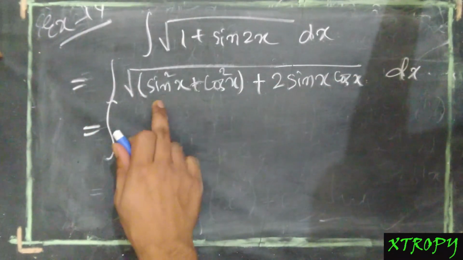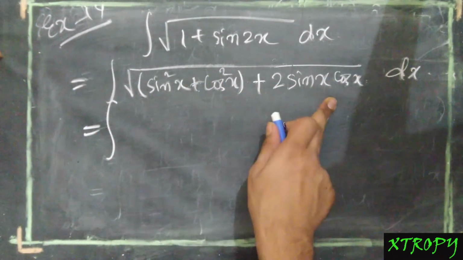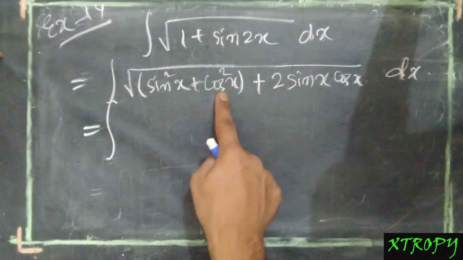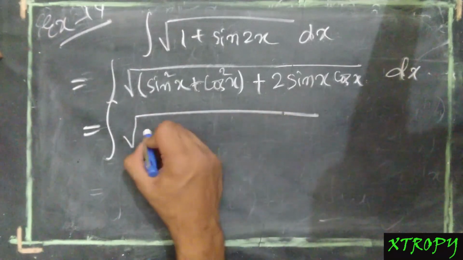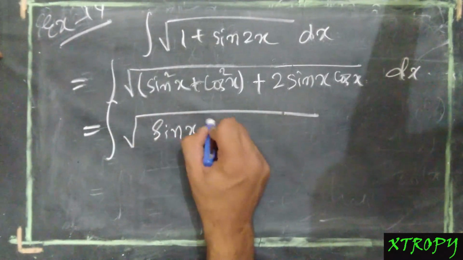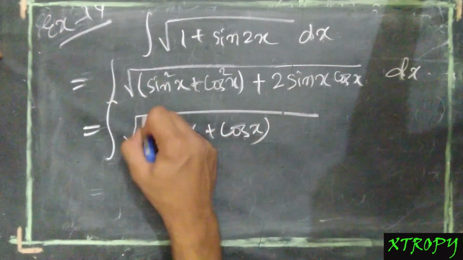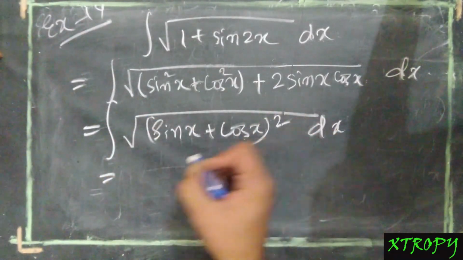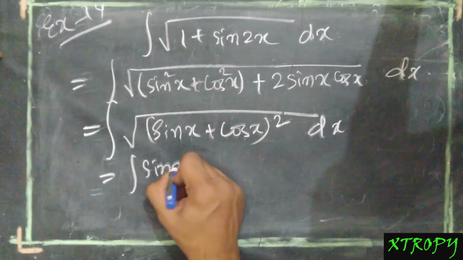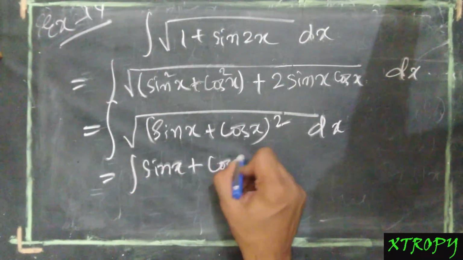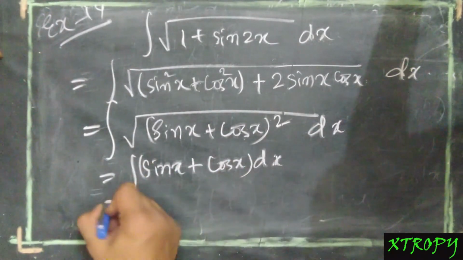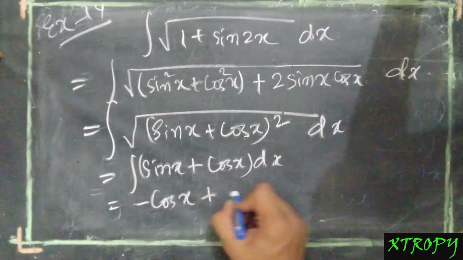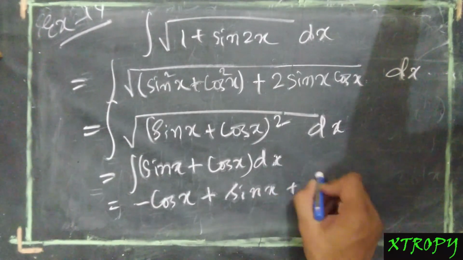So do you see that this is a square plus b square plus 2ab? This is actually the expanded form of (a plus b) whole square. So you can rewrite this as (sin x plus cos x) whole square. So the square root goes and this square goes, this becomes sin x plus cos x dx. Now you integrate sin x, it becomes minus cos x. You integrate cos x, it becomes sin x plus c.